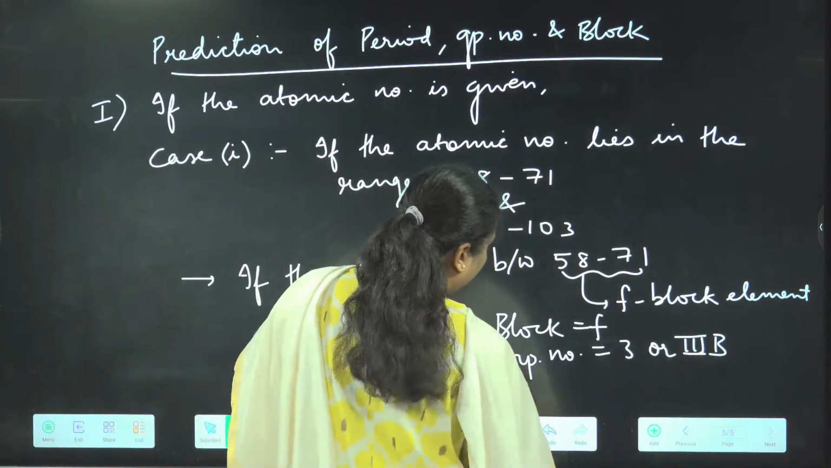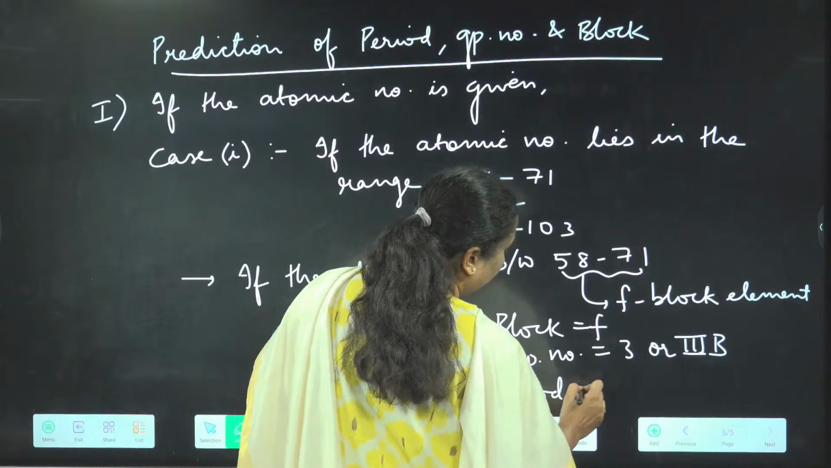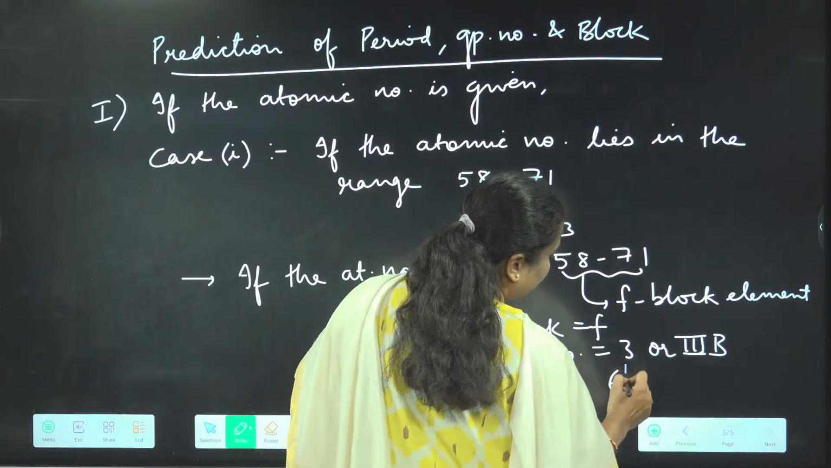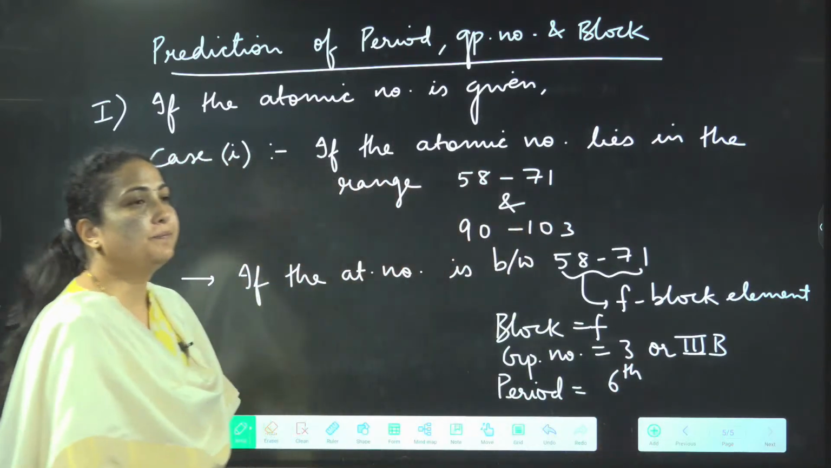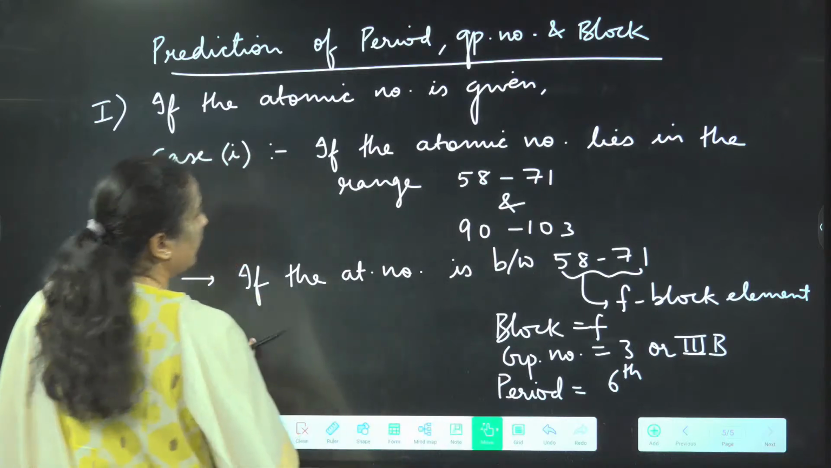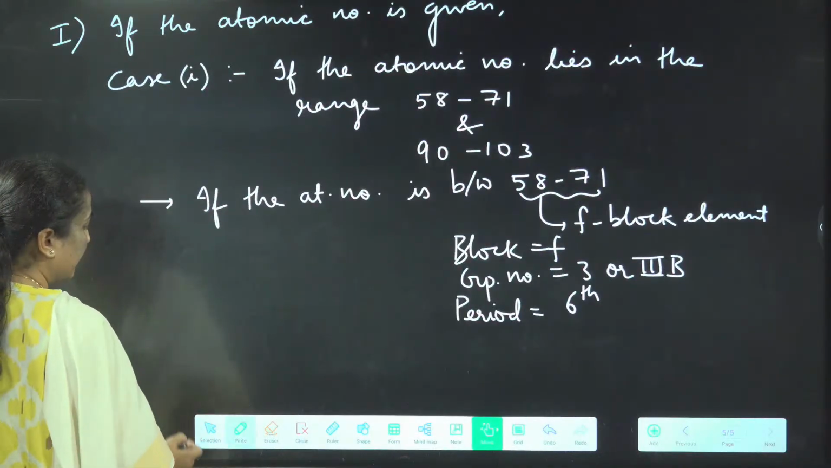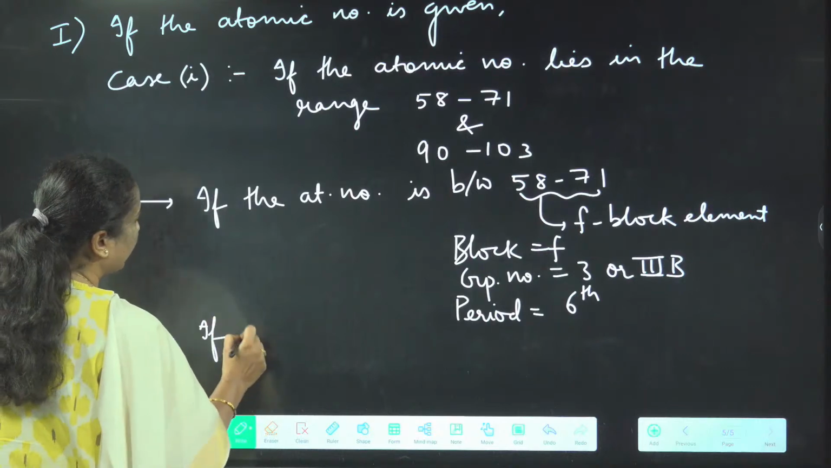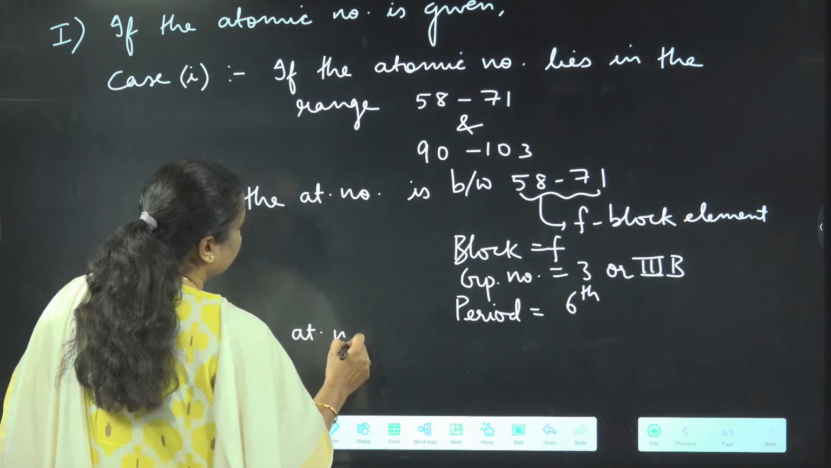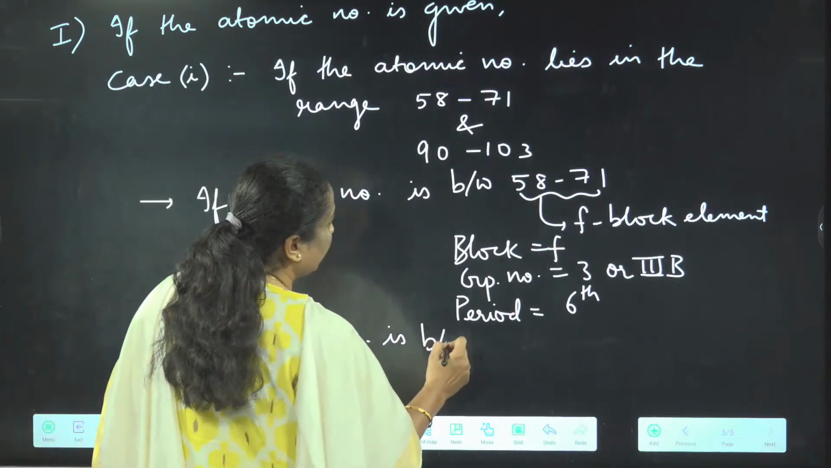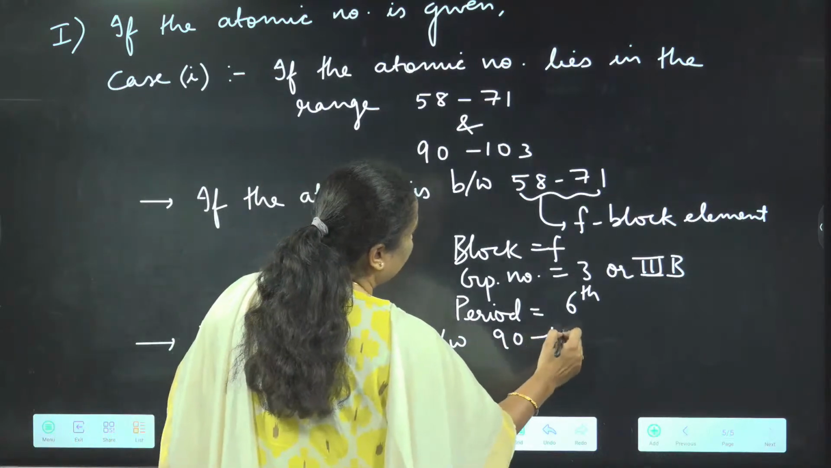And what about period? If you remember, we have written for lanthanoids, they belong to 6th period. Okay. Now, I am writing further for the another one. If the atomic number is between 90 to 103.